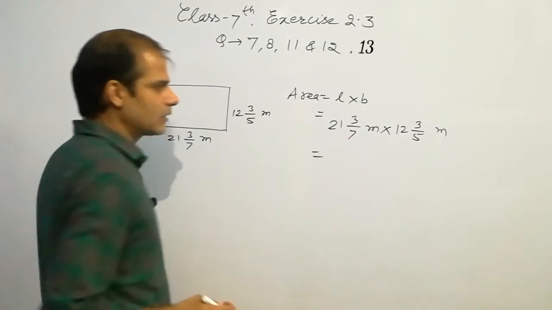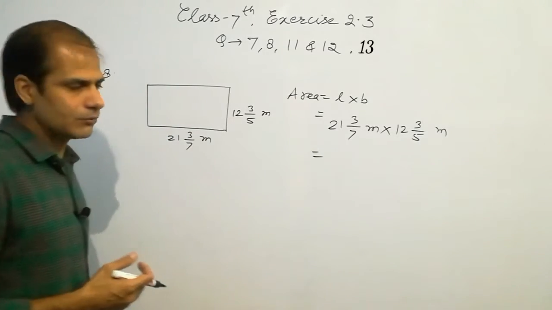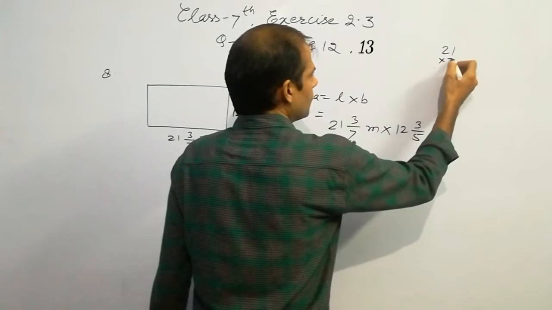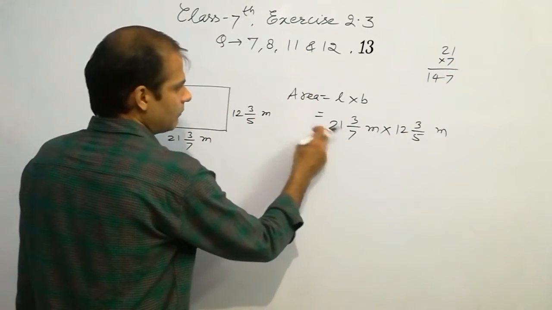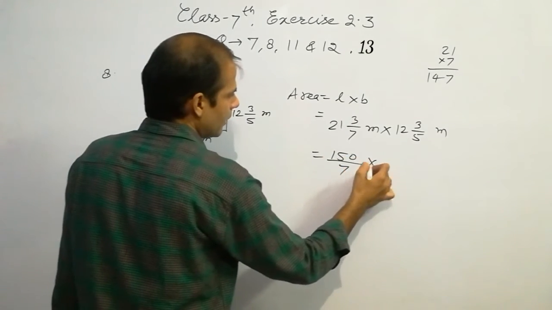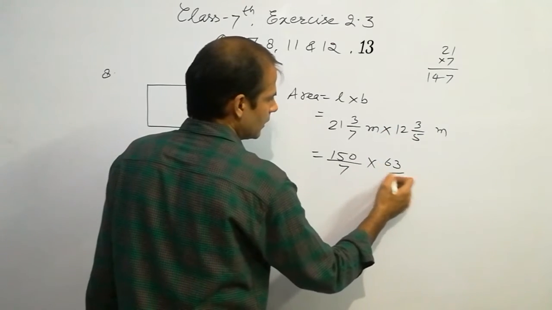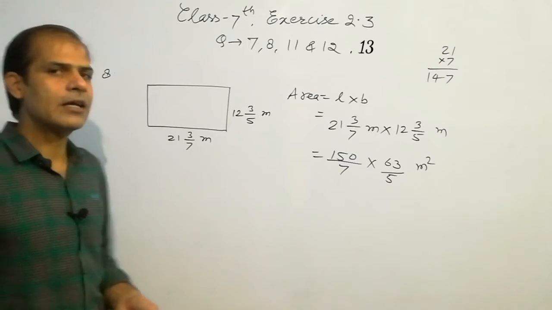So what is 21 sevens? 147. If you remember the table you can write, otherwise try. So we multiply 21 by 7, it is 147. 147 plus 3, 150/7 into 12 fives are 60 and plus 3, 63/5, and it is square meter, because area is measured in square meter.